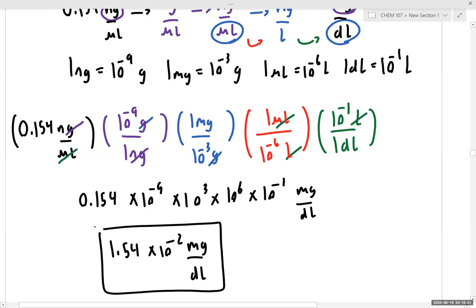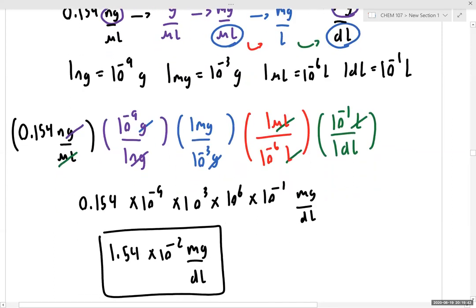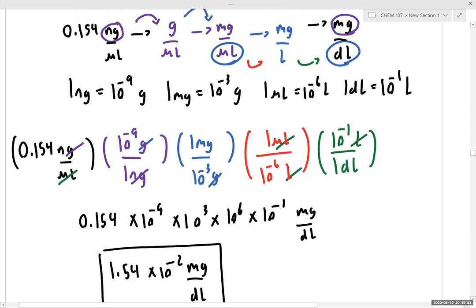Any questions on these examples? Yeah, so in the beginning where we go from nanograms to micrograms, and then it converts to grams to nanograms, how do we get to the mg over the micro?